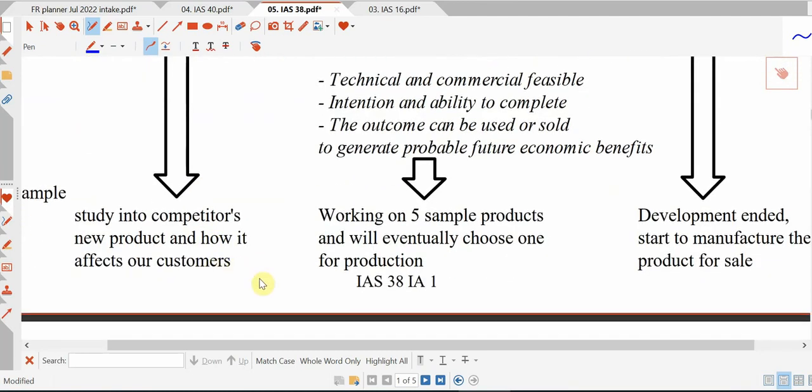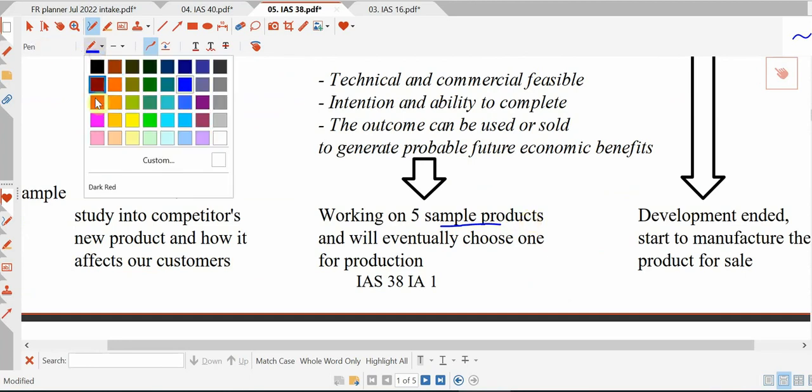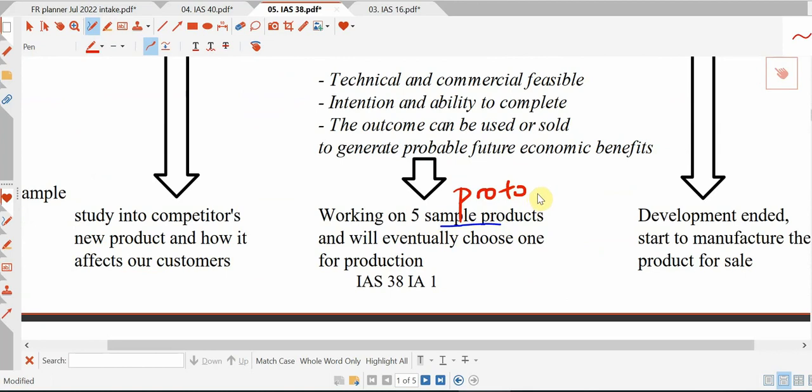After we find our direction, we would like to come up with a new product to balance our competitor. The competitor has a new product, we must also have one, isn't it? So we have 5 sample products. These are called prototypes. Technical name, prototypes. So we work on 5 prototypes and we eventually choose one for production. To make these 5 prototypes, to test them, to choose them, it might take a few months to a few years. So every day when I spend money during the development phase, I will capitalize the cost, so I will debit intangible asset and I will credit bank. Every day when I spend money, credit bank, debit intangible asset.